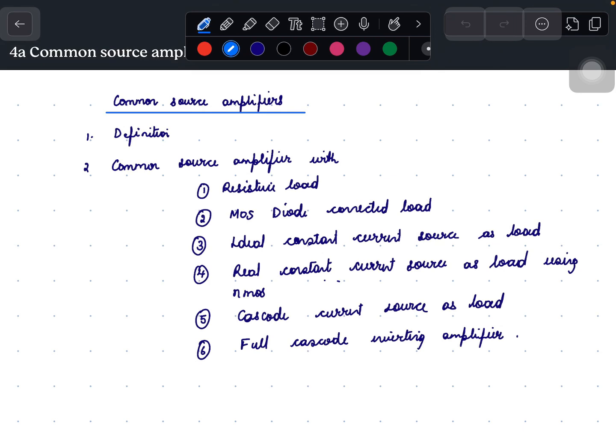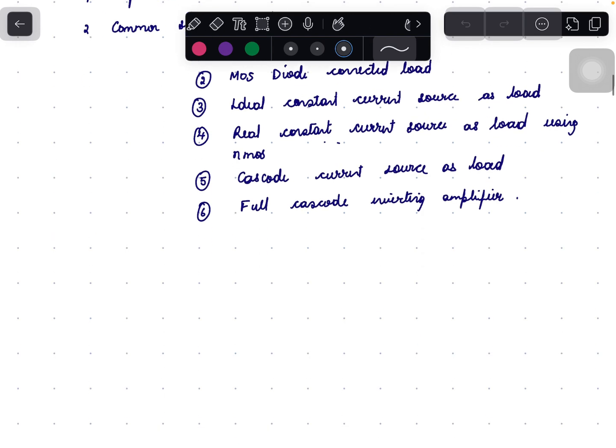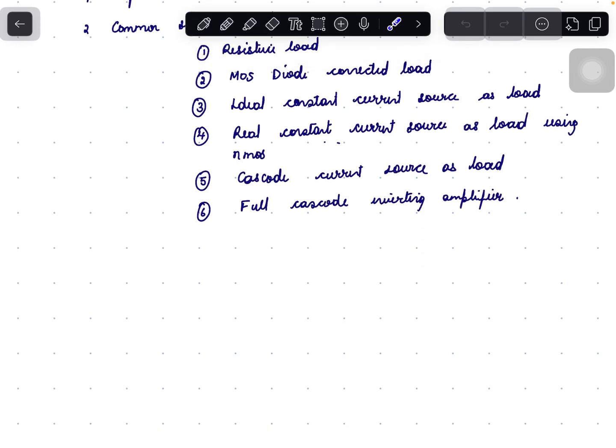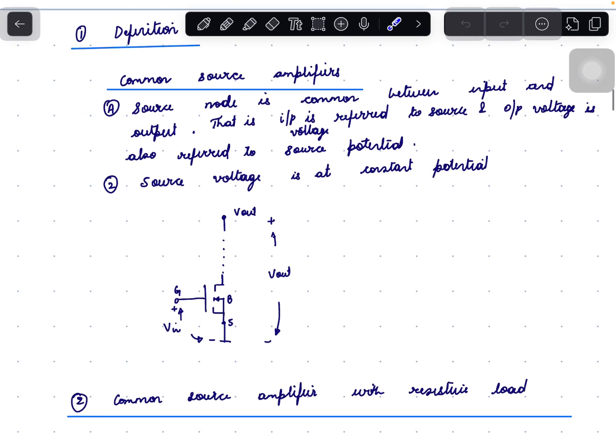I will explain about common source amplifiers. The definition of common source amplifier: common source amplifiers with resistive load, common source amplifiers with MOS diode connected load. Definition: in common source amplifiers, source node is common between the input and the output.